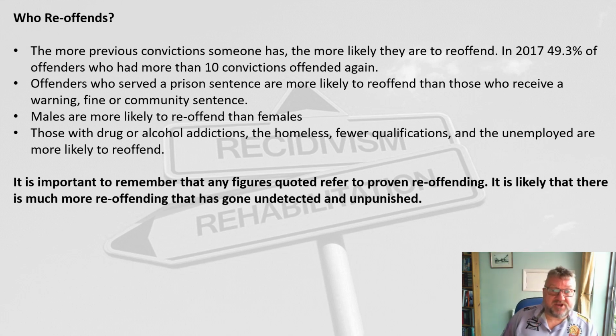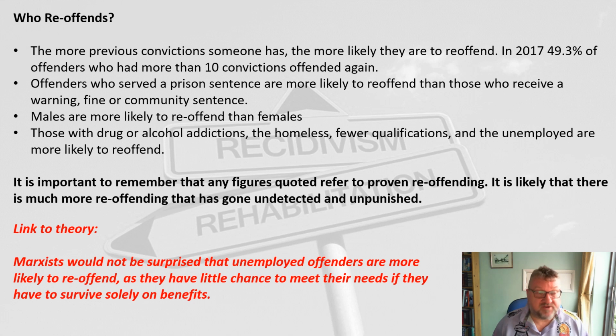Now, all these figures that I've been giving you are from the government's proven reoffending statistics. And the reality is, it's likely that there's much more reoffending that's gone undetected and unpunished. So quite likely our reoffending statistics are higher than those that are officially published. So that's something to remember. But if we link all this to theory, well, Marxists wouldn't be surprised in the least that unemployed offenders are more likely to reoffend because they've had little chance to meet their needs if they have to survive solely on benefits in an unequal capitalist society. So again, Marxism will give that reason for why people reoffend.